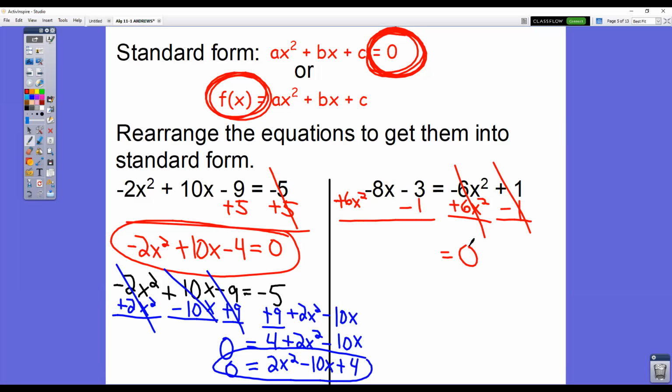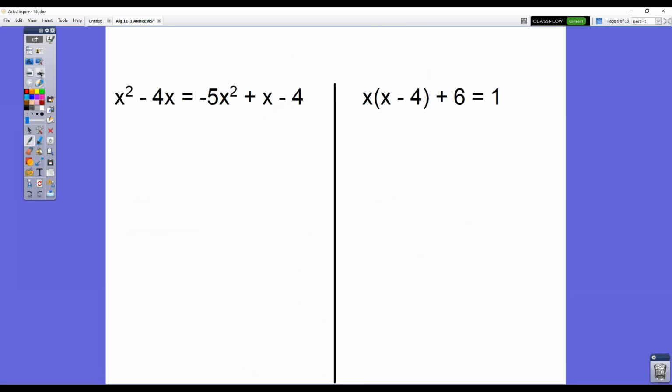Nothing plus 6x squared is 6x squared. Negative 8x, we don't have anything that goes with that, so that's just minus 8x. Negative 3 minus 1 is negative 4. And this would be your answer. If you did it the opposite way, you'd get the same exact thing, just all different signs, which is an acceptable answer. Take a look at the next one.